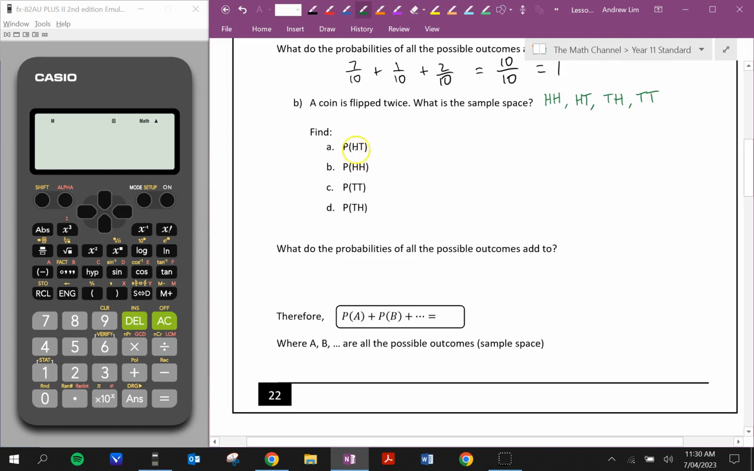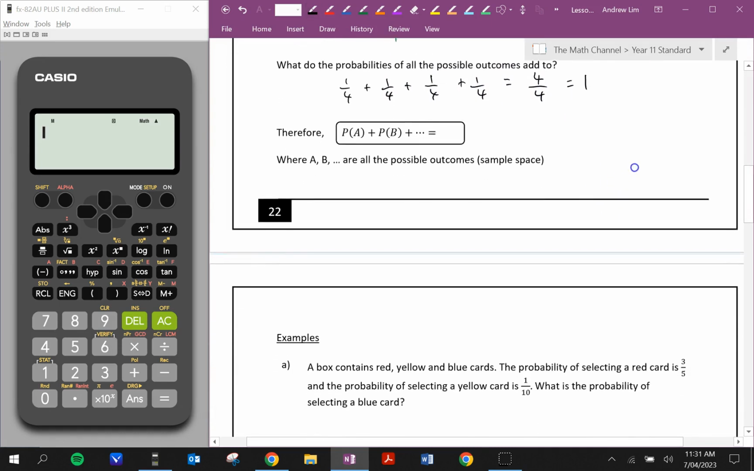What's the probability of getting heads, tails? Well, only one of the 4 is heads, tails. In fact, all of these is 1 out of 4. So what do the probabilities of all the possible outcomes add to? Well, 1/4 plus 1/4 plus 1/4 plus 1/4 is equal to 4 out of 4, which is 1.